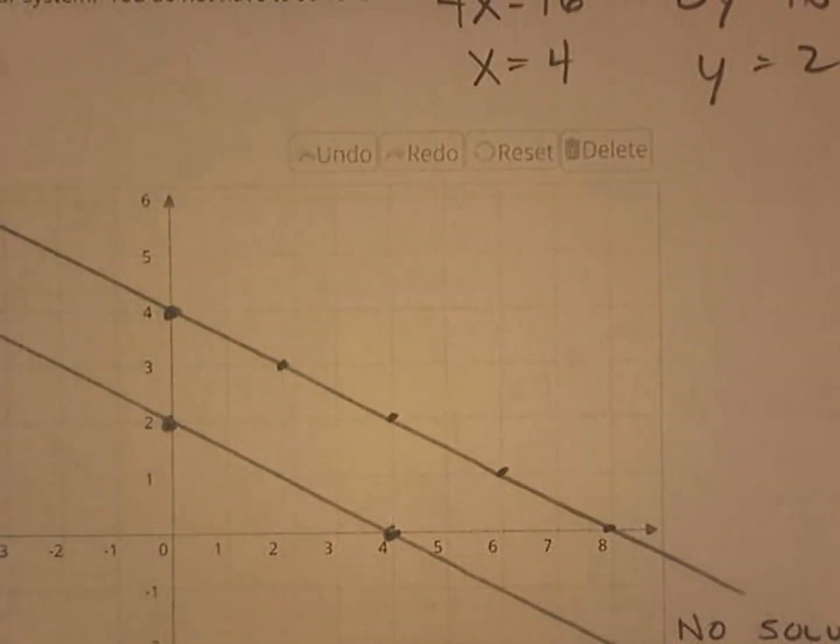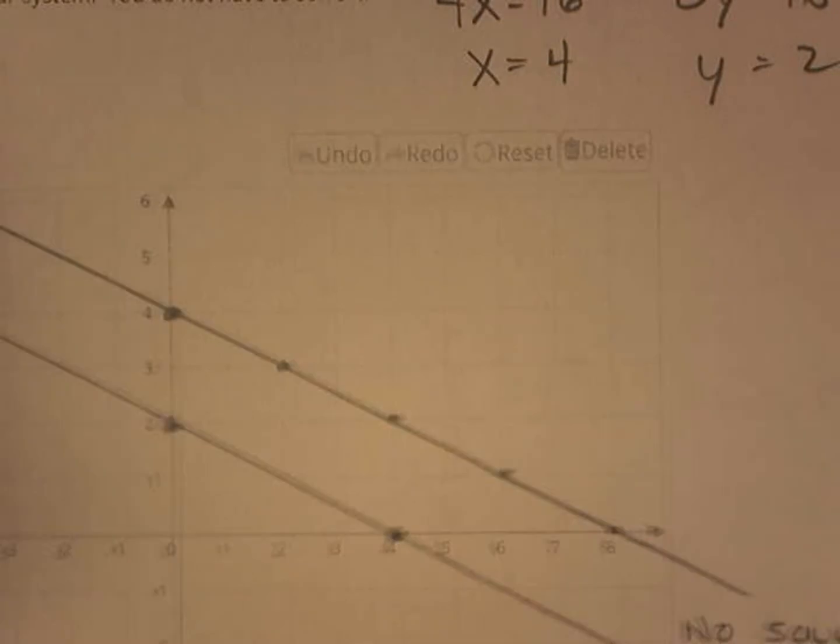These are parallel lines, so there's actually no solution to the system.